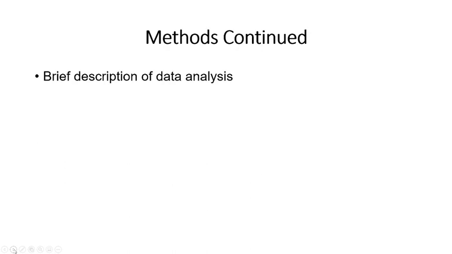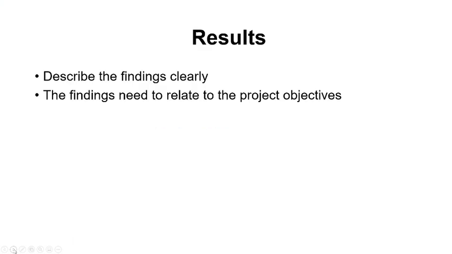As far as methods, again, you just want to give a brief description of the data analysis, and again, provide enough of the data analysis to allow the reader or the viewer to be able to follow your approach. For the results section, you want to describe the findings clearly, and importantly, the findings need to relate to the project objectives.